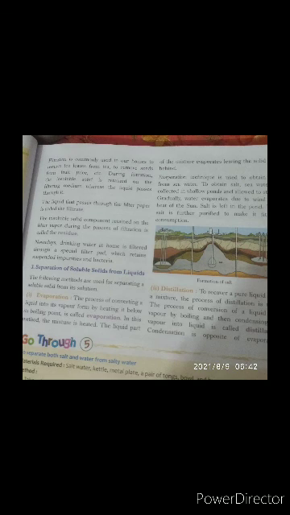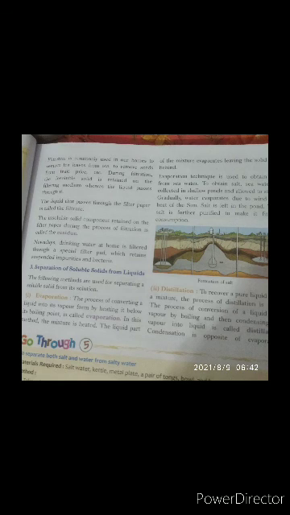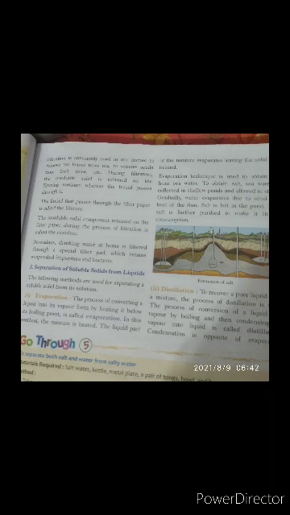First one is evaporation. The process of converting a liquid into its vapor form by heating it below its boiling point is called evaporation. In this method, the mixture is heated. The liquid part of the mixture evaporates, leaving the solid parts behind. When we boil, the liquid part will evaporate and the solid part will remain in the vessel wherever we boil.